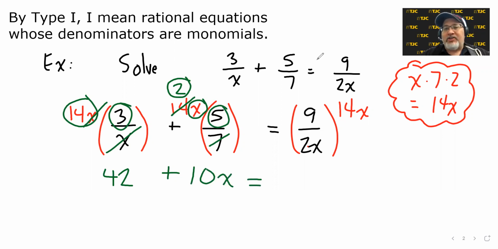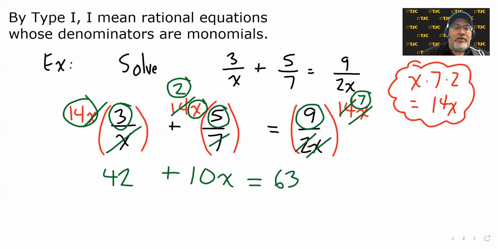And on the third fraction, we have two things to cancel. 14 divided by 2 leaves a 7, and the x's cancel. That leaves 9 times 7, which is 63. Now we haven't solved the equation, but I think we'll all agree it's better than it used to be, because now instead of having 3 fractions, it has none. This is a basic linear equation.